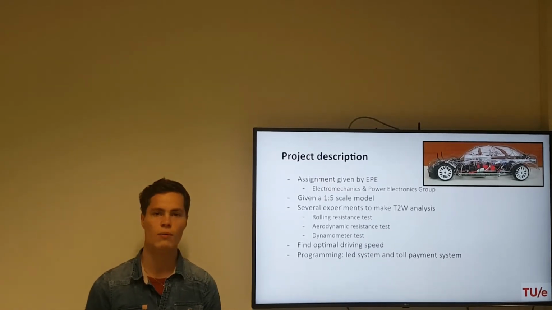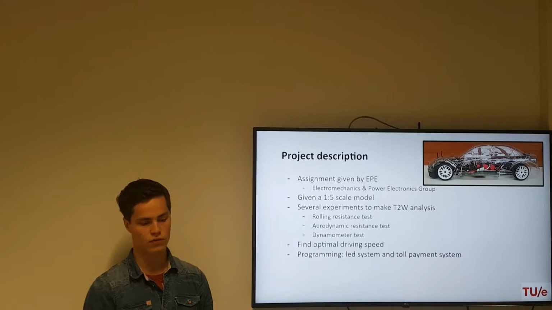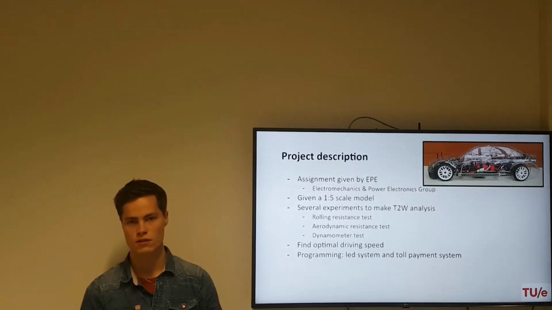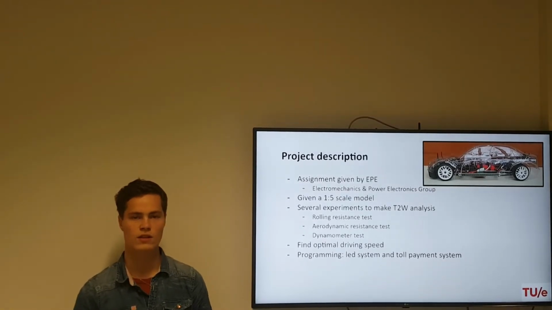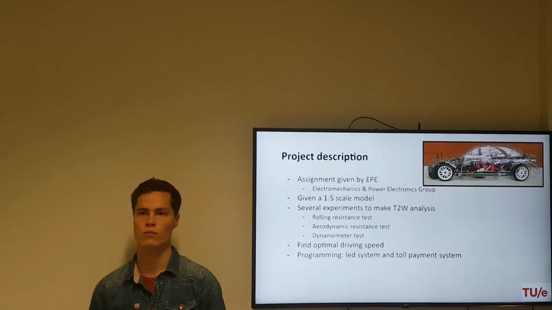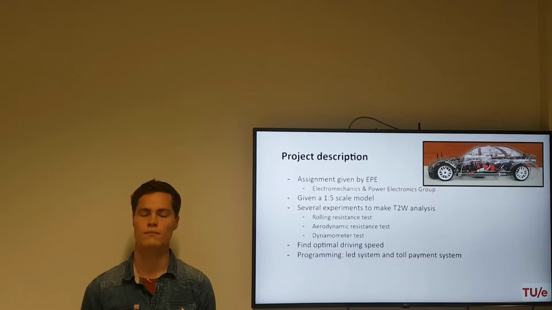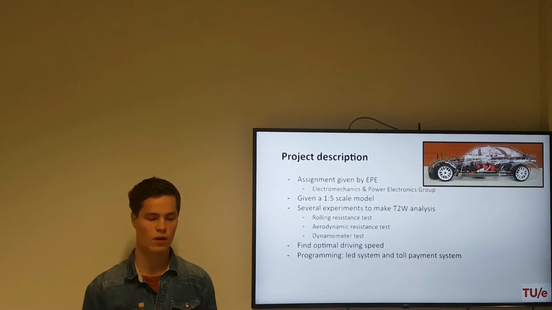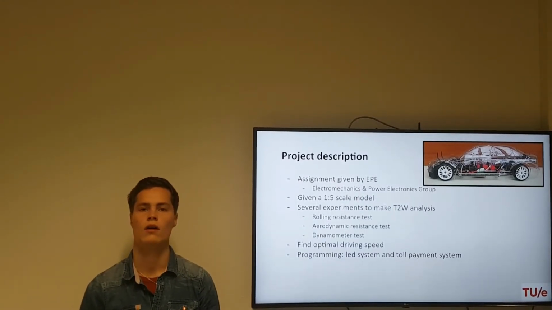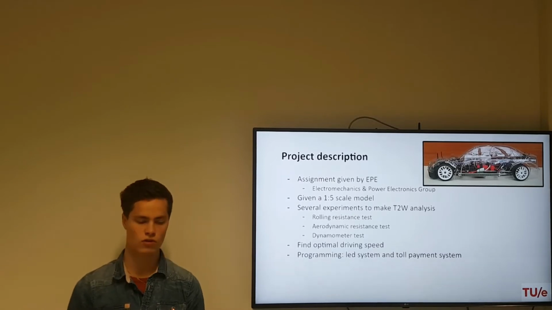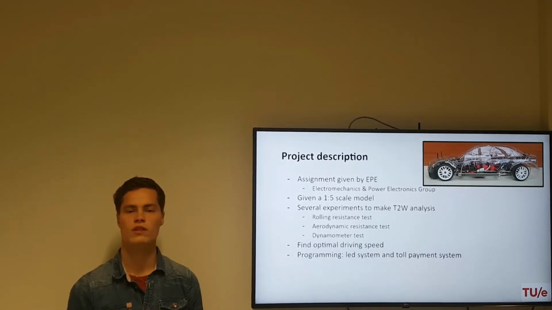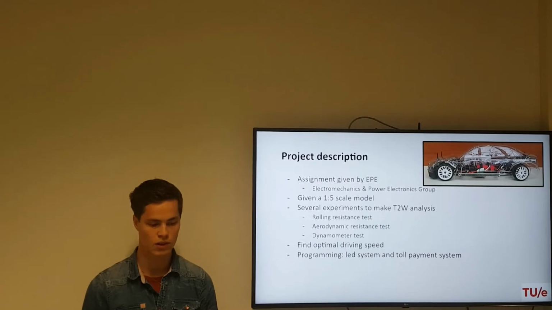And we also have a programming part, which consists of the LED system and the toll payment system. The LED system is a system in which certain LEDs will give a color on the car, in that way the driver can see at which speed he is driving. So the driver will be able to see whether he's driving at the optimal driving speed.